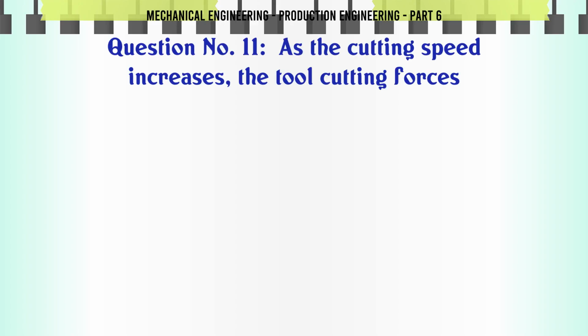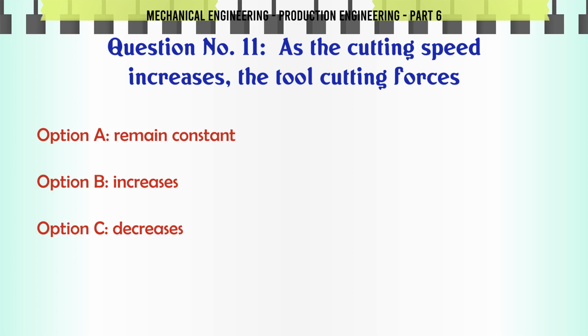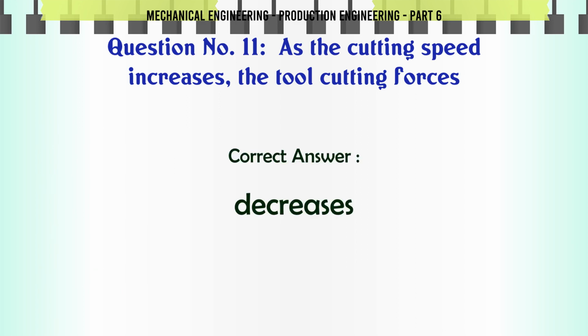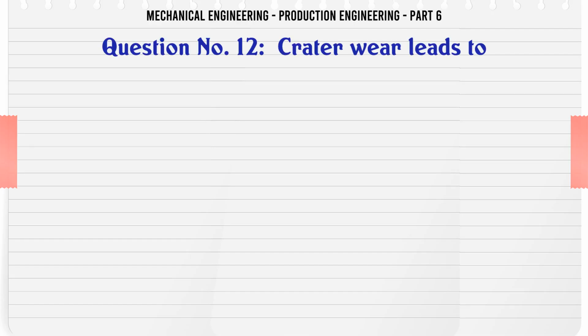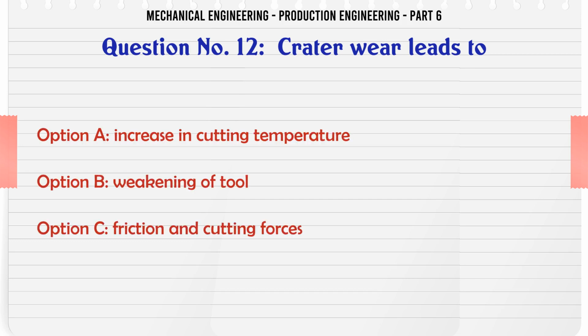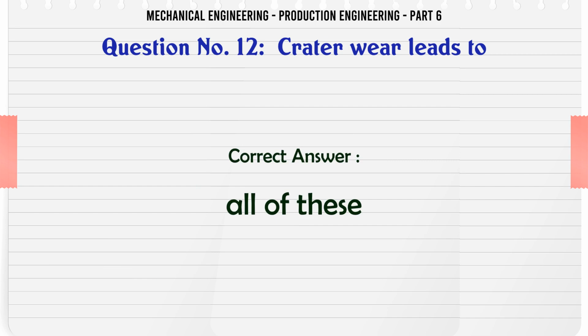As the cutting speed increases, the tool cutting forces A. remain constant. B. increase. C. decrease. D. first increase and then decrease. The correct answer is decreases. Crater wear leads to A. increase in cutting temperature. B. weakening of tool. C. friction and cutting forces. D. all of these. The correct answer is all of these.